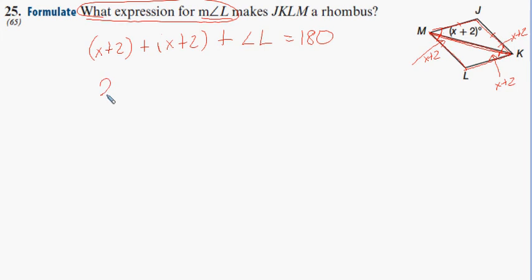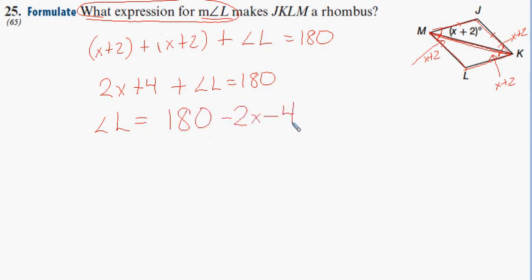Let's add our like terms together. We get 2x plus 4 plus angle L is equal to 180. Let's get angle L by itself. Now we have an expression that says 180 minus 2x minus 4. I'm just doing algebra here. So we have angle L is equal to 176 minus 2x. That expression would make this a rhombus.